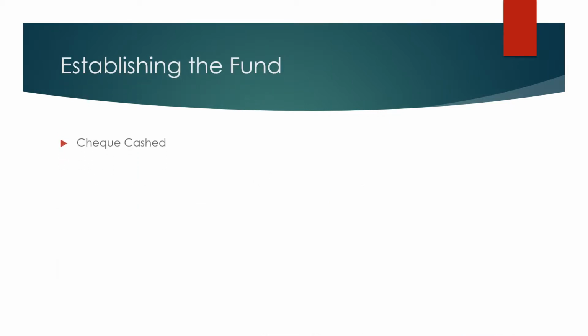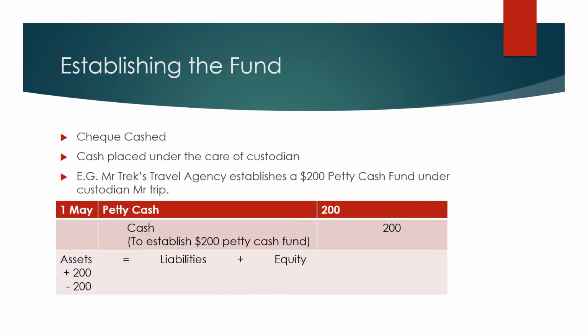A petty cash fund is established through cashing a check and placing the cash in the hands of a designated custodian. This establishment of the fund is recorded in a journal entry as exemplified. Suppose on May 1st, Mr. Trek's travel agency cashed a $200 check for the establishment of a petty cash fund and put the cash under the care of Mr. Tripp, the custodian.